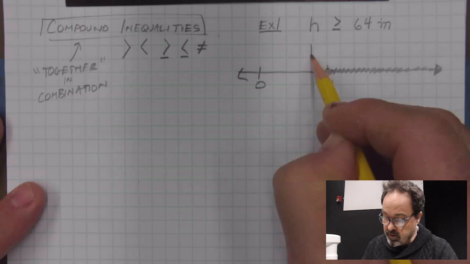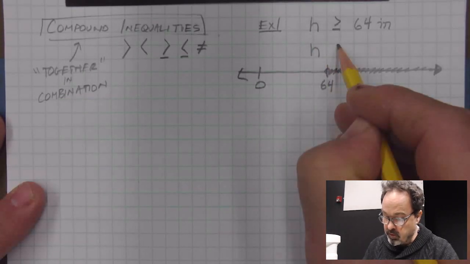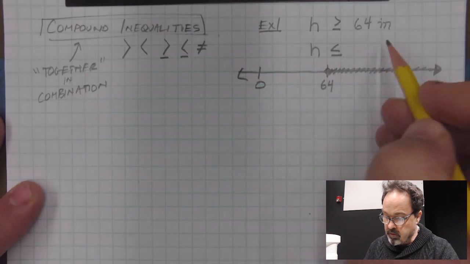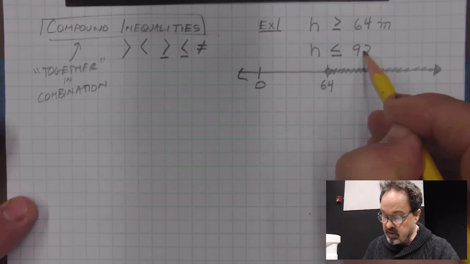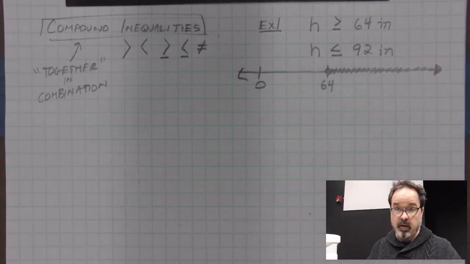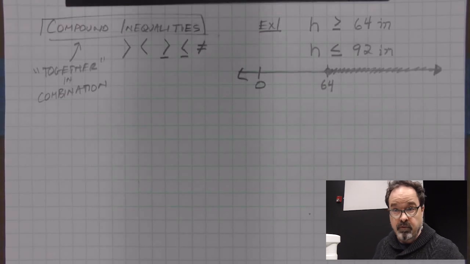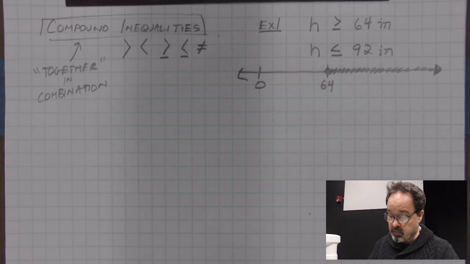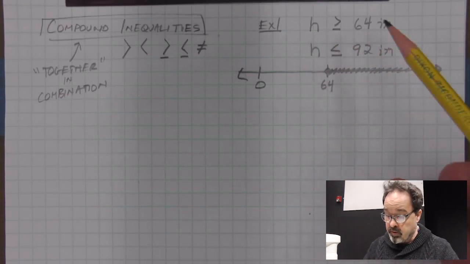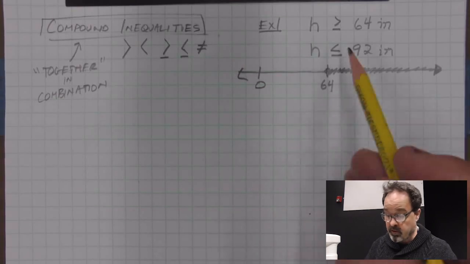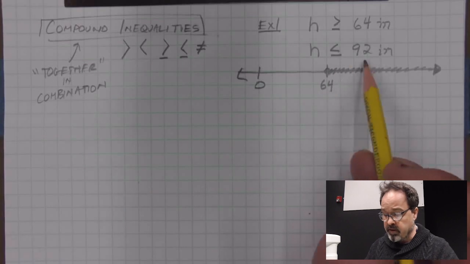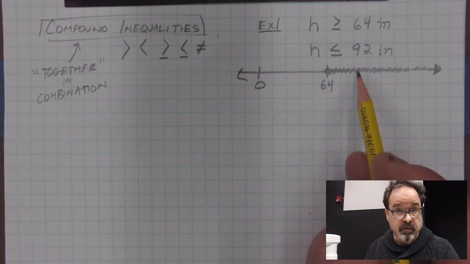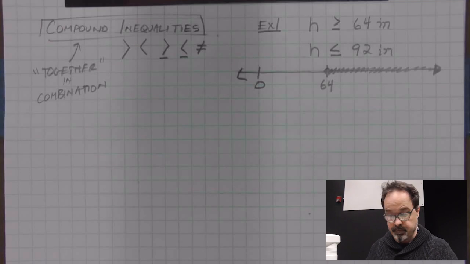So we're going to include another simple inequality. We're going to write down the idea that h, height, is less than or equal to 92 inches. Again, if we imagine that these inequalities came from measurements in the real world, we could imagine that we're measuring the heights of a basketball team, where the players are all greater than 64 inches, and there may be one player that's exactly 64 inches in height, but at the same time, all of the players are less than or equal to 92 inches in height. So we have a range here.